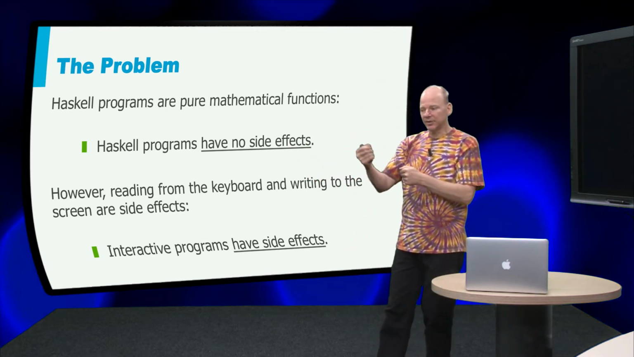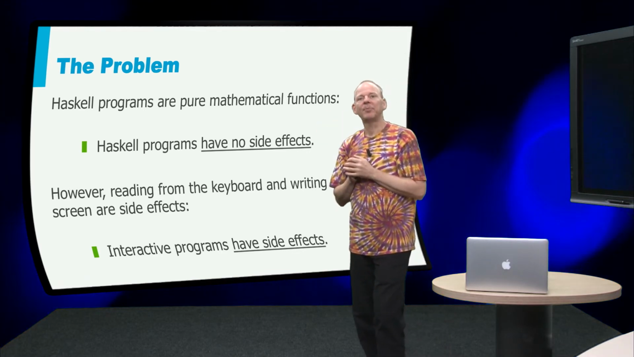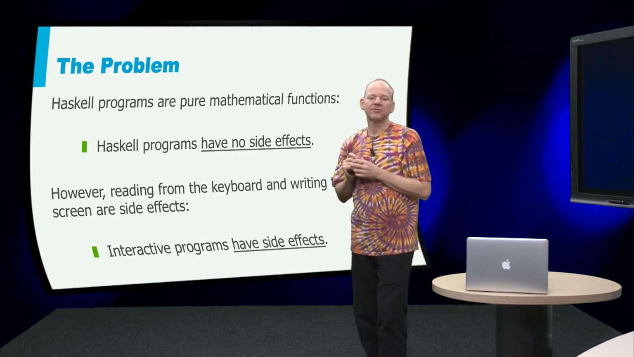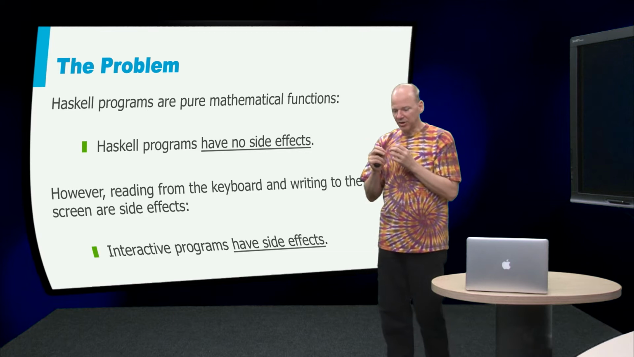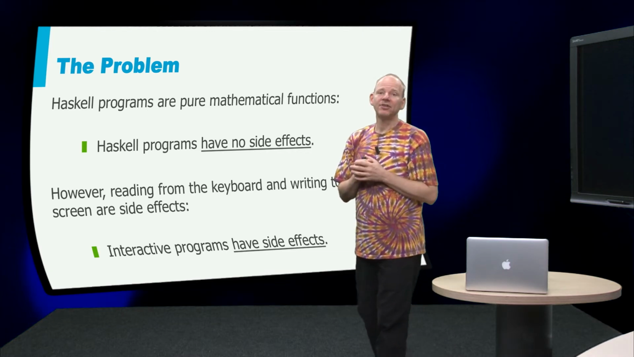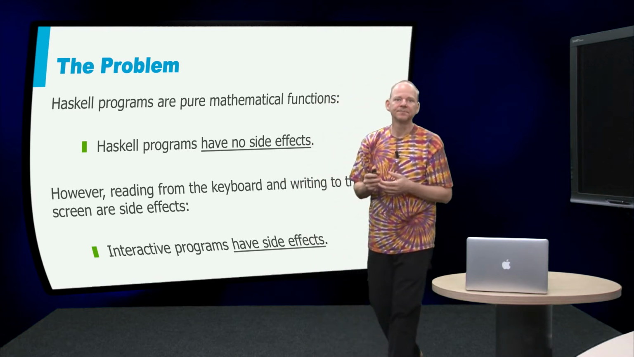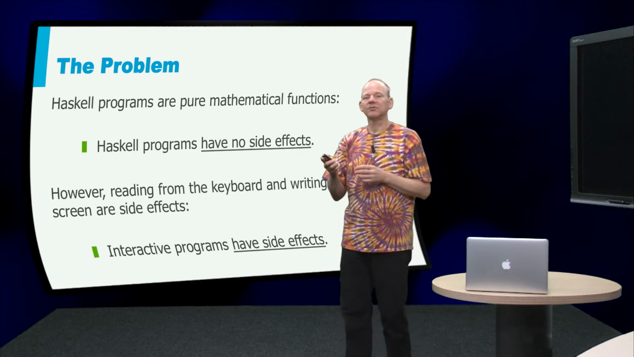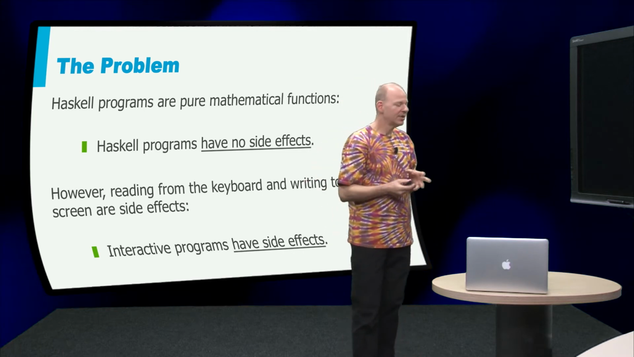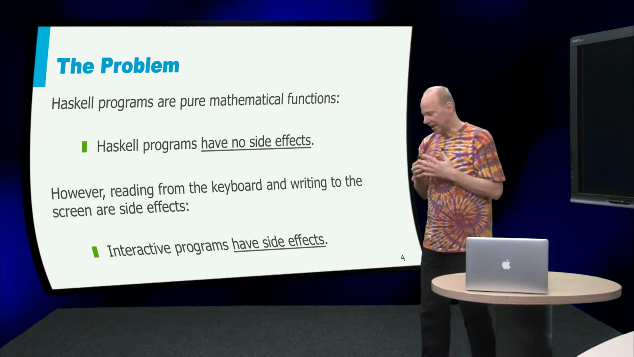So it will return a string, but there's something there that is not apparent in the type. And that's what the I/O monad solves. The I/O monad expresses in the type of a function that this function has a side effect. Okay, so interactive programs, programs that interact with the outside world, have side effects, and we need a way to incorporate side effects in Haskell programs.